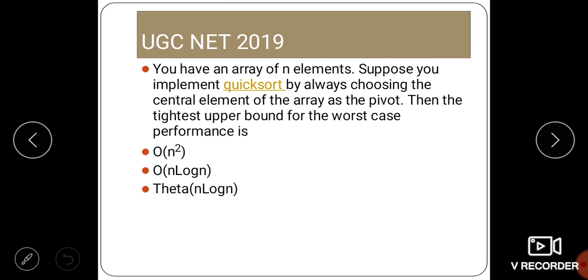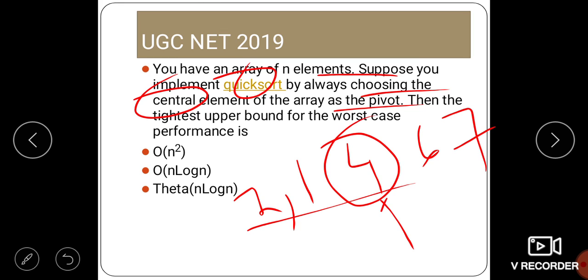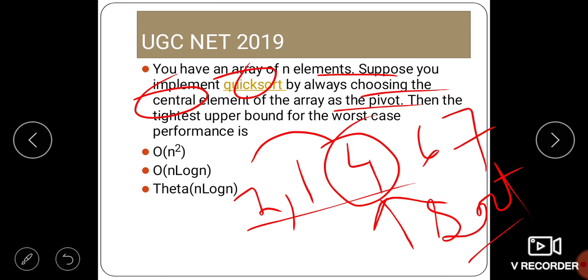Now next, you have an array of n elements. Suppose you implement quick sort by choosing the central element as the pivot element, that means the middle element. Here some elements are there: 1, 2, 4, 6 and 7. You have to choose the middle element, that is 4, as the pivot element. Now compare this element with each other while performing the sorting, that is quick sort. The worst case time complexity of quick sort we all know is O(n squared). So the answer is O(n squared).